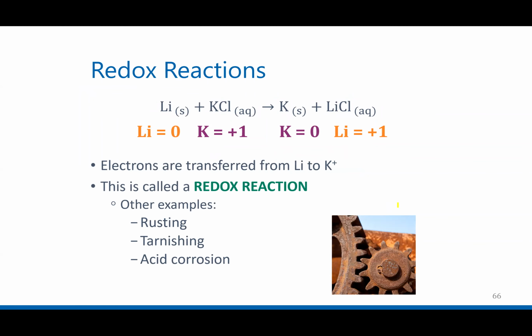Examples of redox reactions are rusting or corrosion. This is good for my engineering students. Even my medical science students, you would deal with rusting or corrosion of metal equipment, maybe in the hospital. I know my engineering students, you'll definitely be learning about rusting or corrosion because it's a huge problem in the industry.